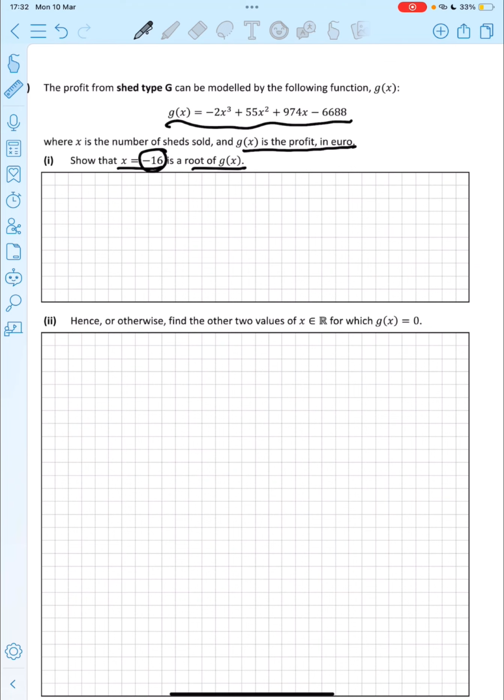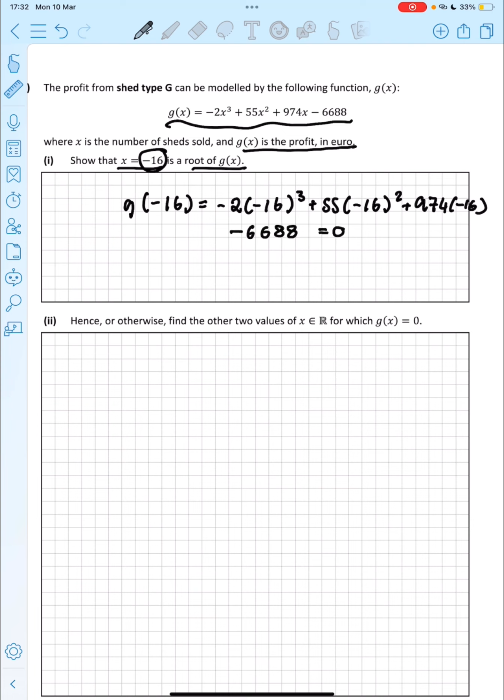Well, in this case, does one side equal 0? So g(-16) is equal to -2 times (-16) cubed, plus 55 times (-16) squared, plus 974 times -16, minus 6,688. And we're seeing if that equals 0, because if it is on the x-axis, we know that y is going to equal 0, and x plus 16 is going to be one of our factors. And if we put that in the calculator, we'll find that 0 does in fact equal 0. Happy days. We have shown that it is a root.